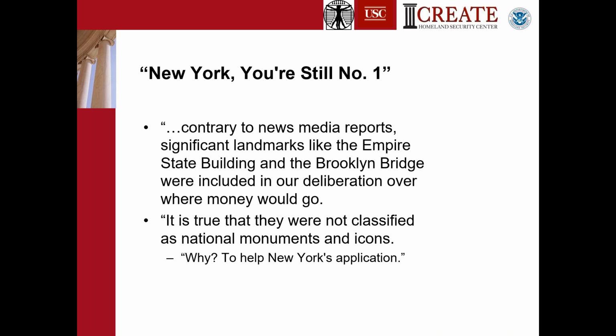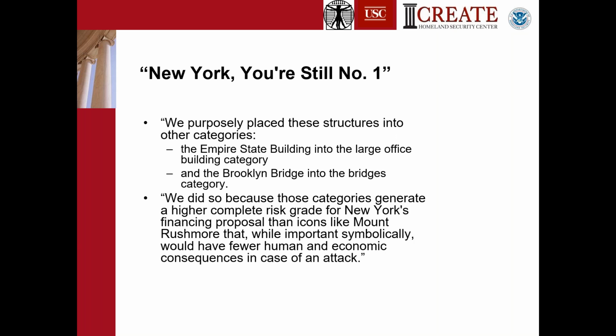process that was used. So he pointed out that significant landmarks like the Empire State Building and the Brooklyn Bridge were included as deserving of funding, just not as icons. Why not? Because the Empire State Building got more funding if it was considered a large office building than as an icon. And similarly, the Brooklyn Bridge got more funding if it was considered a bridge rather than an icon. He never did answer the question of what about the Statue of Liberty in Times Square, so I'm guessing that those did not make the list of icons.